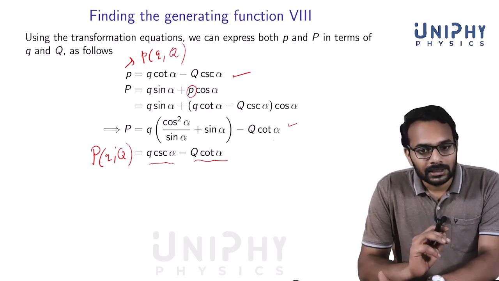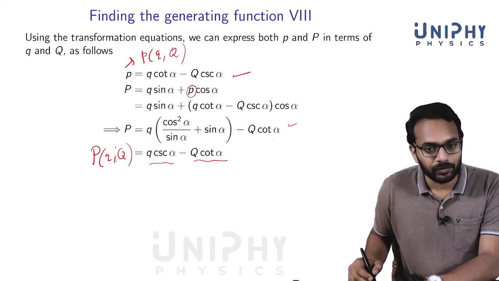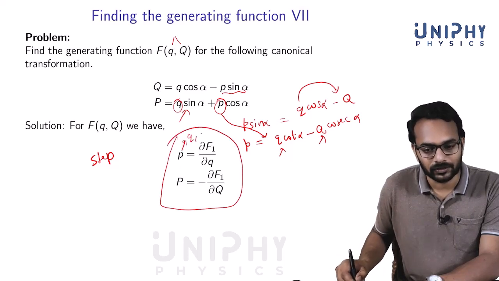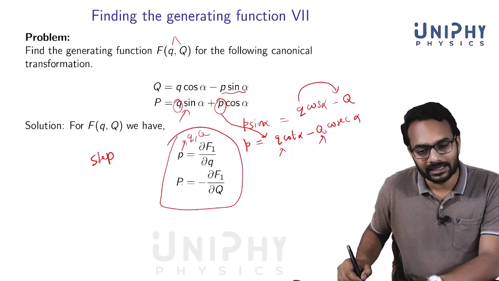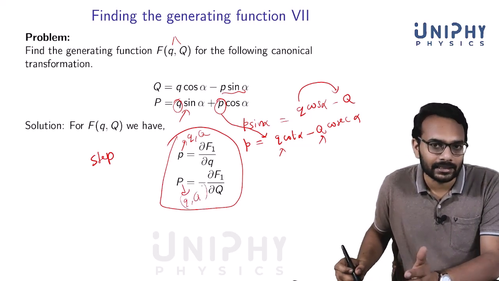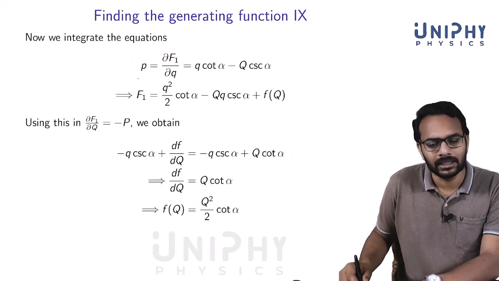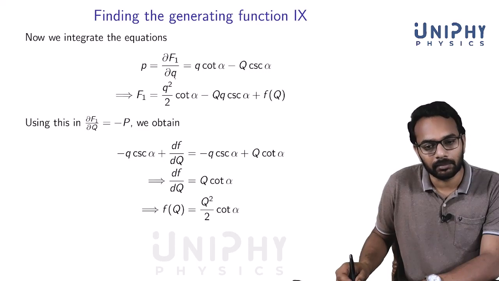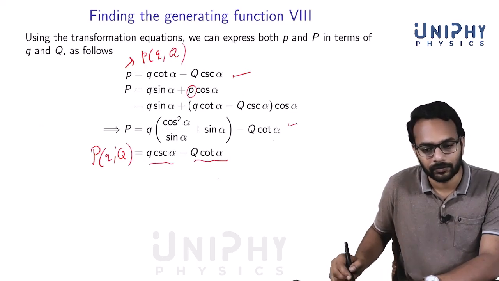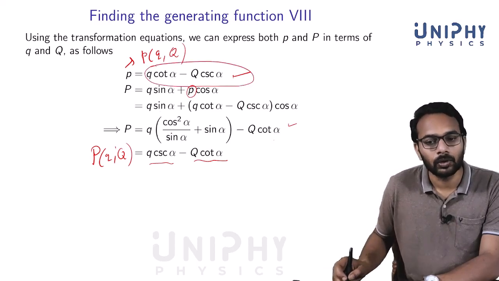Now we go to the third step, right? We use the small p and capital P that we found here in this equation. Now we write this p as a function of small q and capital Q. Similarly, we write this P as a function of small q and capital Q, and then integrate. Well, that's the next step. Okay, so we'll take the first equation. Small p is equal to dou f1 by dou q, and that's equal to q cot alpha minus capital Q cosecant alpha from here.